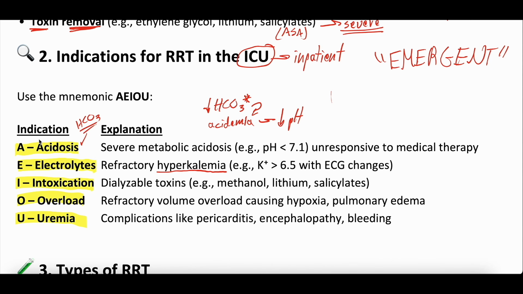So when it comes to the A for acidosis, severe metabolic acidosis, some people say pH less than 7.1, although that's context specific. And then for electrolytes, refractory hyperkalemia, some people say a potassium greater than 6.5 with EKG changes, but this would have to fail medical therapy. And there isn't a true cutoff for potassium where you have to do this. I think if you've treated aggressively from a medical therapy standpoint, you still have refractory hyperkalemia above 6, certainly above 6.5 with any persistent EKG changes, I think it's reasonable to do emergent hemodialysis.